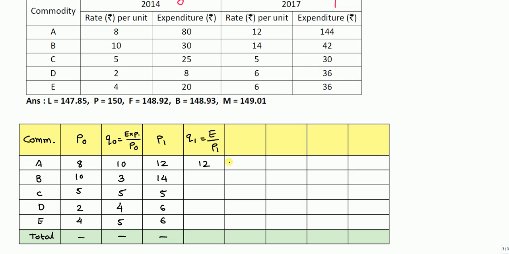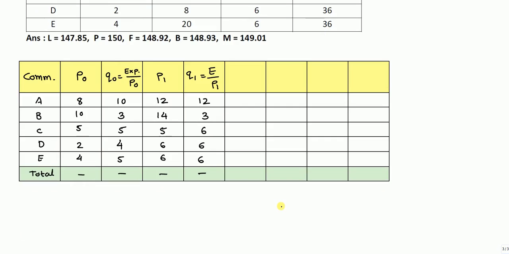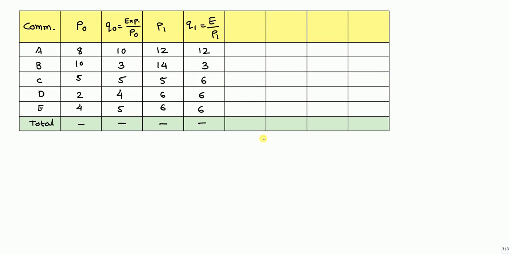So you paid total 144 rupees to the shopkeeper. You are paying 144 rupees and price of 1 unit is 12 rupees. So obviously how many units did you get? 12 units. 42/14 is equals to 3. 30/5 is equals to 6. 36/6 is equals to 6, and 36/6 is also equals to 6. Put in dash here.